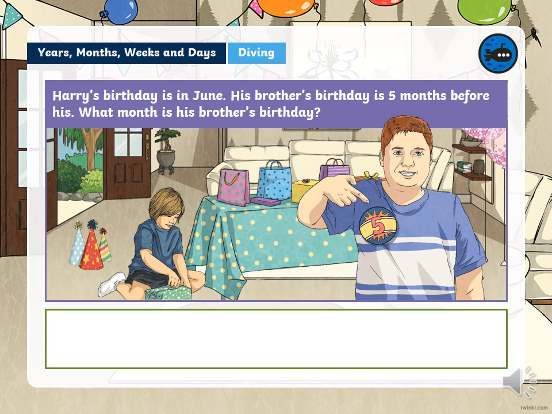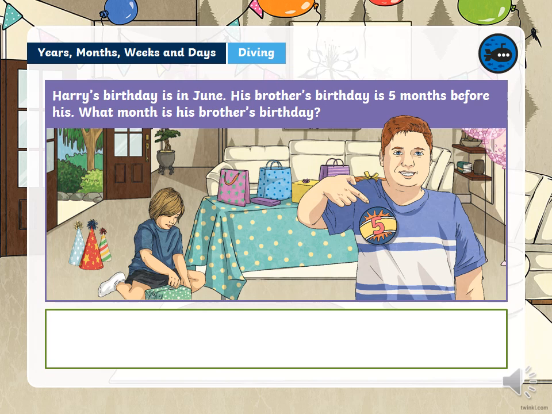Okay, so Harry's birthday is in June. His brother's birthday is 5 months before his. What month is his brother's birthday in? You should all know your months from January up until December. Let's go through it just in case. We start with January, February, March, April, May, June, July, August, September, October, November, December. So those are your 12 months.